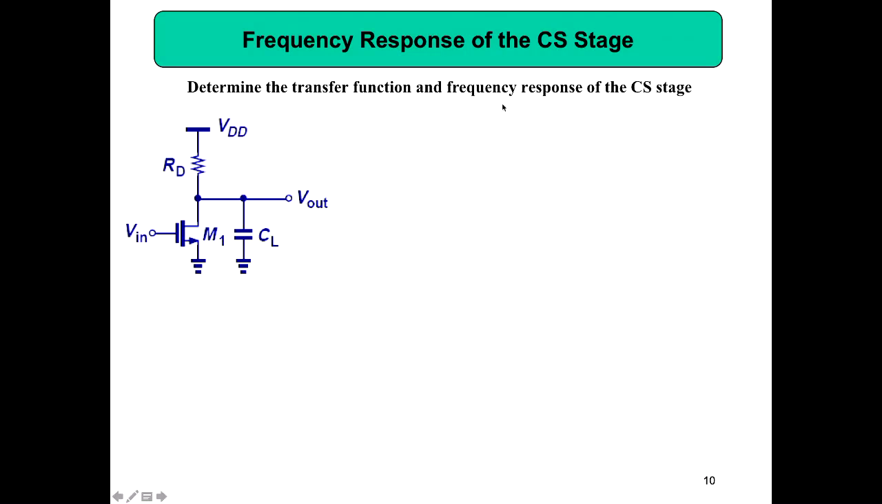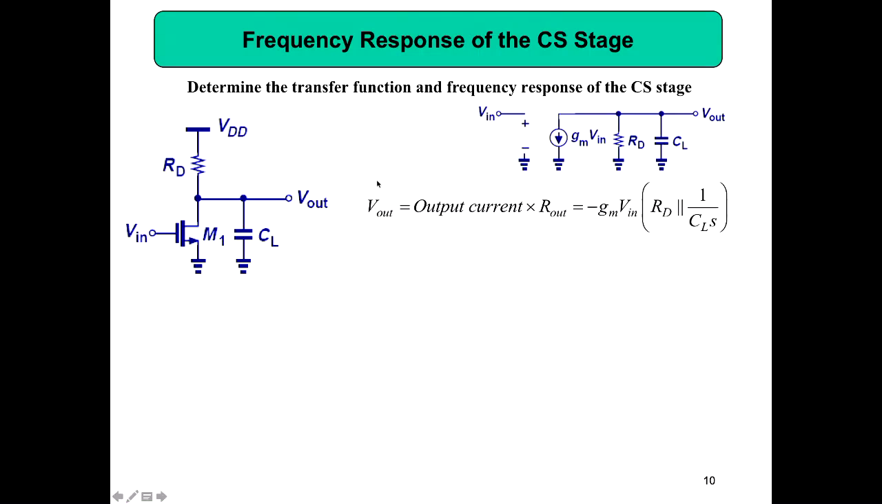So we will come to the electronic aspects, because we are going to look at the transfer function from the electronic side. Now, determine the transfer function and the frequency response of the common source stage here. You have a capacitor connected here, maybe coming from the load. How to find the transfer function? How to find the frequency response? In order to find the transfer function, you have to draw the small signal model, and in the small signal model, you have to incorporate the capacitor.